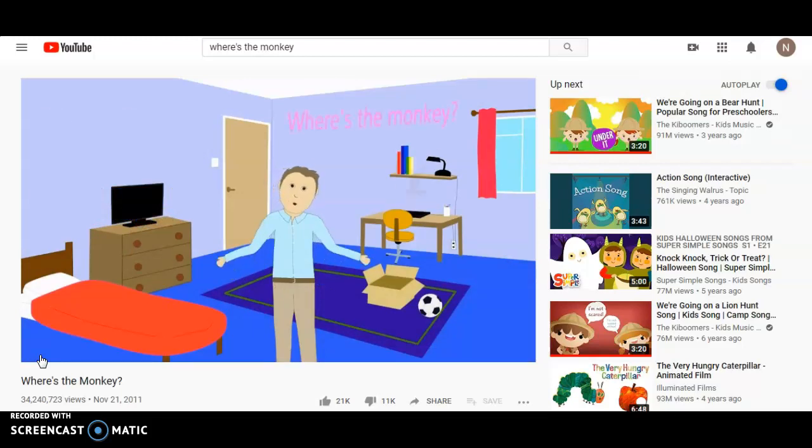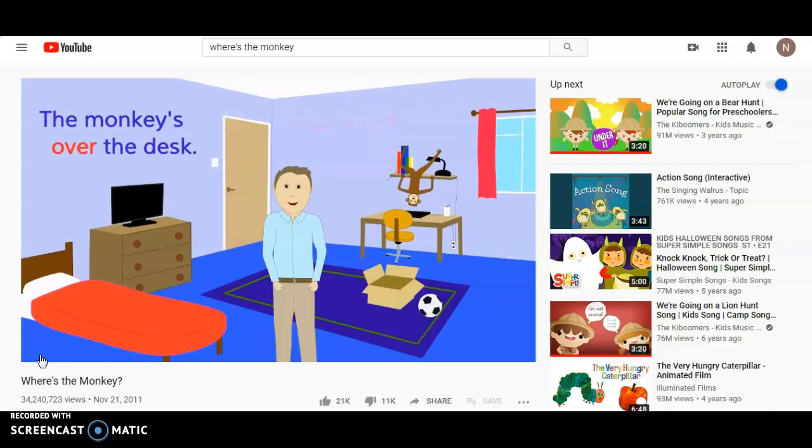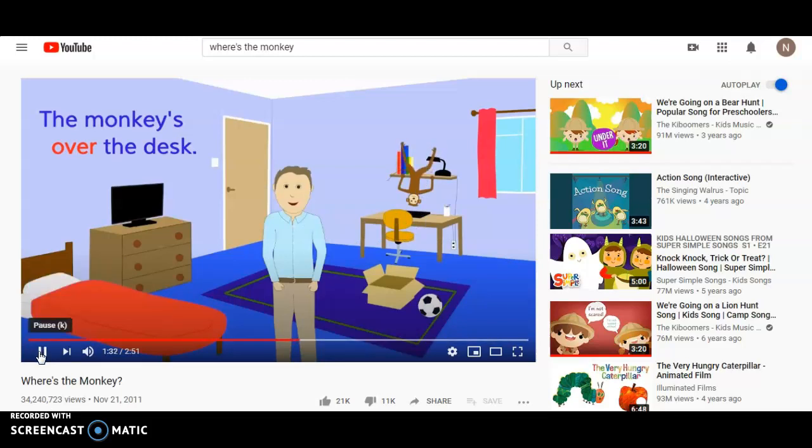Where's the monkey? The monkey's over the desk. Okay, over is another position word. And here's the table, and he's over the desk. What a silly monkey. Where's the monkey? There's the monkey. The monkey's over the desk.